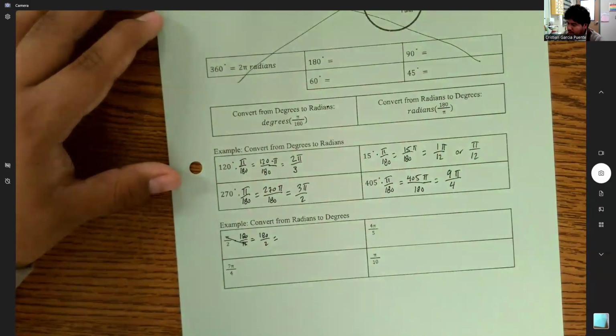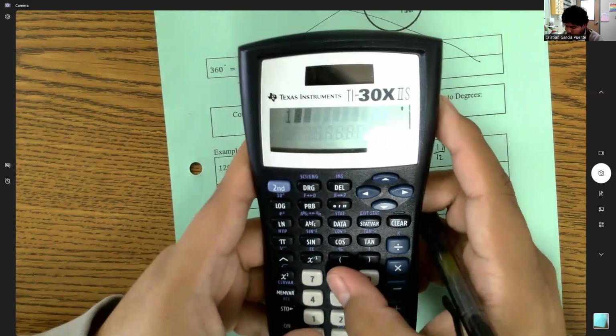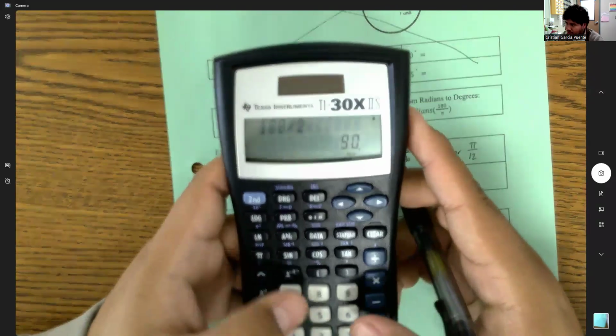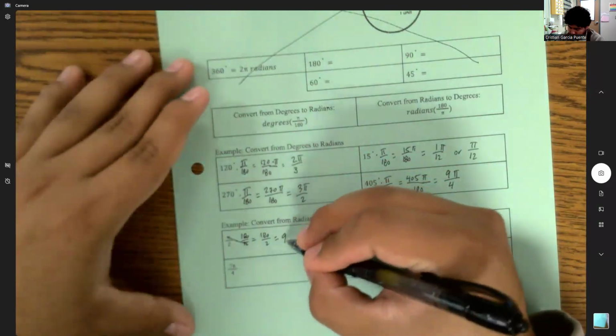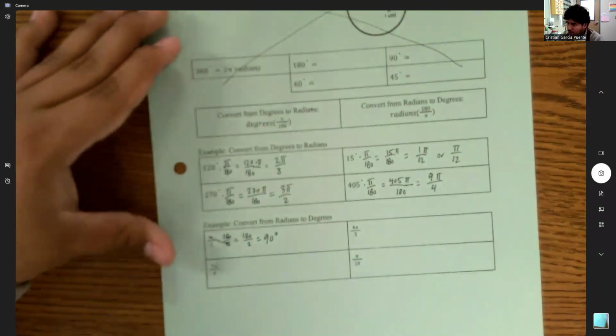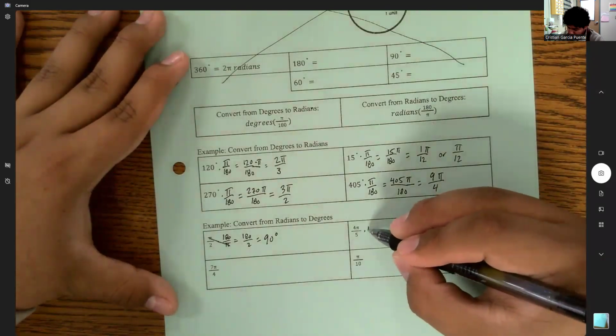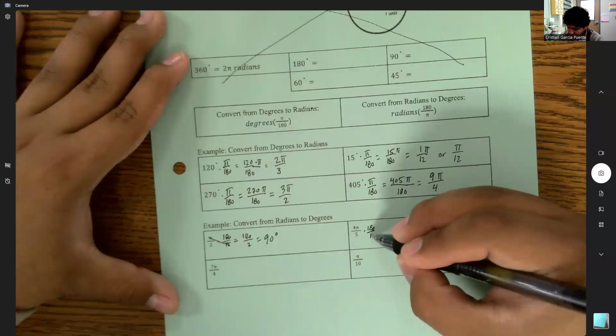And then you can just put this in your calculator, or if you know how to do this off the top of your head, you could do that. I'm just going to show it in the calculator so you know how to do it. So 180 divided by 2, you get 90. And that right there is your answer. So again, that's all you have to do. Super straightforward. Just multiply by 180 over pi to change it from radians to degrees.